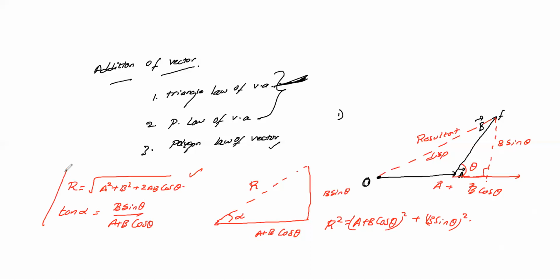So these are your relations under triangle. Same thing for your parallelogram also. Parallelogram means two vectors starting from the same initial point. So it is your A vector and it is your B vector. Once A ends, I'll draw the parallel line.